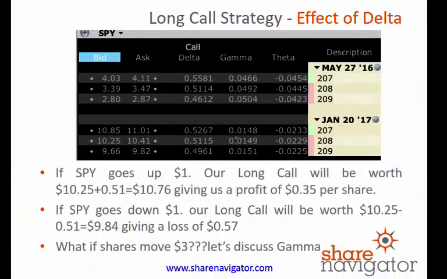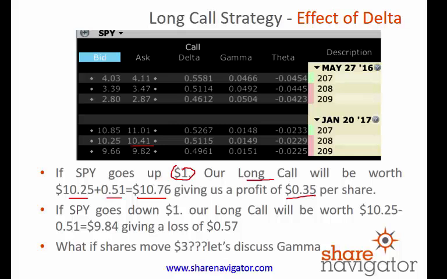So now let's work out what this delta position means. Well, if the share price of SPY goes up by $1, our long call position will be worth 10.25 plus the delta of 51. I didn't add the delta onto what we paid for it, because remember, if we were going to sell that call option, we would only get the bid price. So if the share price went up by $1, the value of that call option will be worth 10.76. That would give us a profit of 35 cents per share because we paid out 10.41 for the call option.